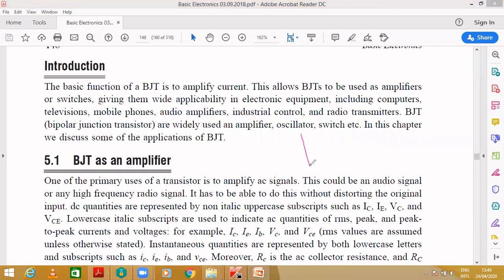Suppose let's take one VI characteristic. VI is nothing but your current versus voltage, as you already know. I'll take the VI characteristics of the most commonly used one, which I will be using with the CE amplifier. Here this will be IC, and this is the characteristic curve.